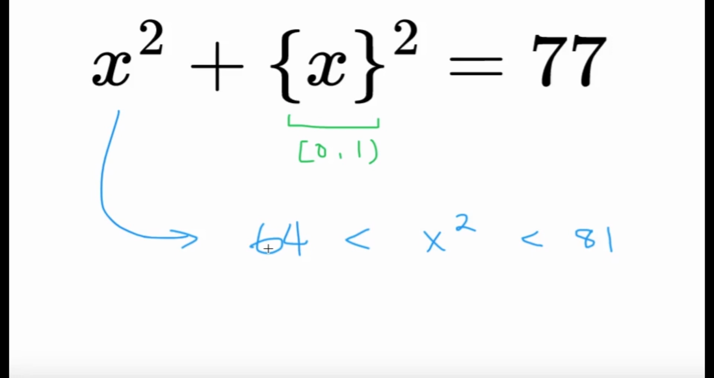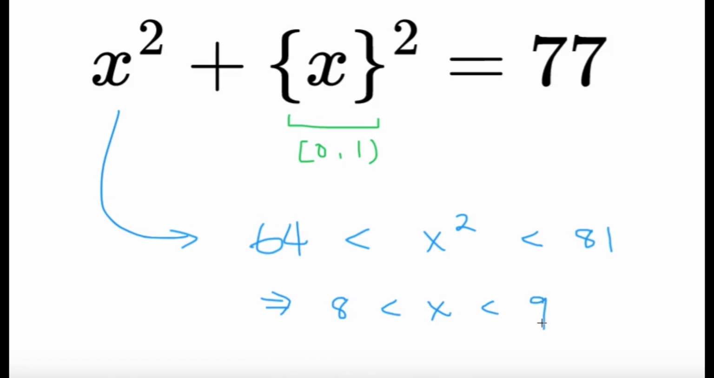Now, taking the square root should be avoided in inequalities, but here we have positive reals for x anyway, so we're at least sure that all of them are positive. So we can take the square root of both sides, and we get 8 less than x less than 9. So we know that x is between 8 and 9.